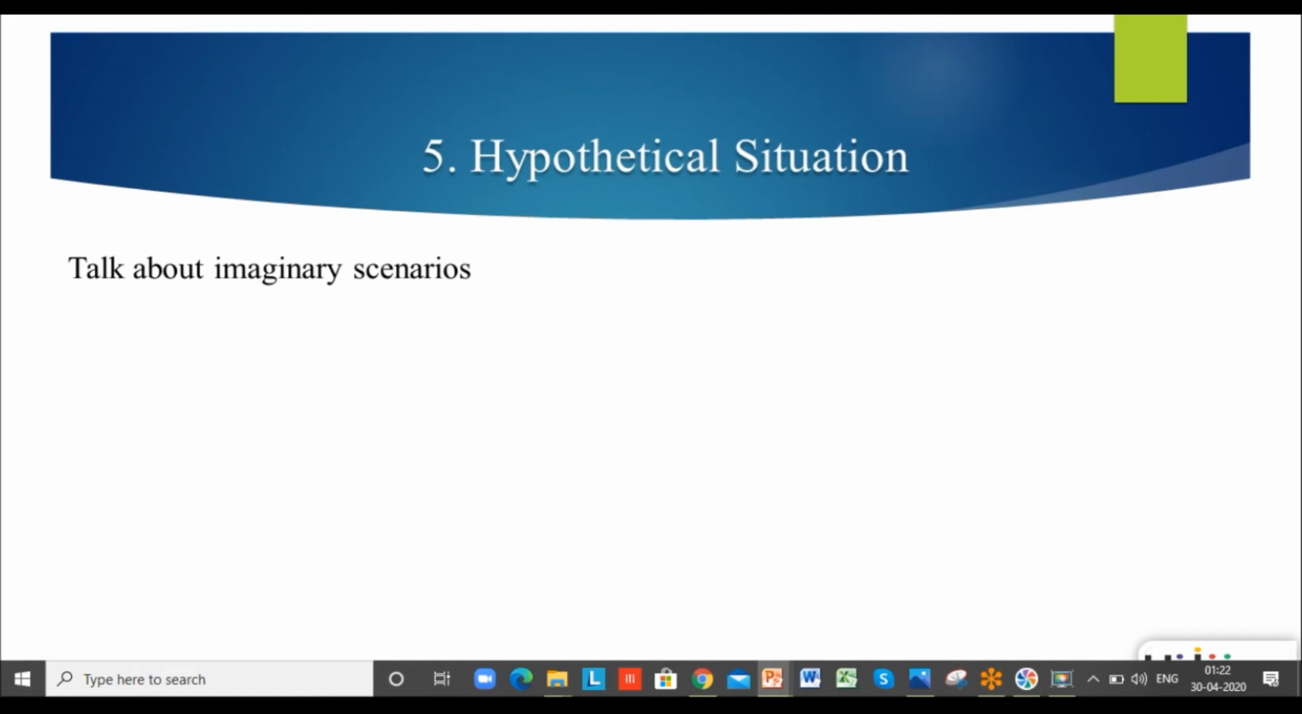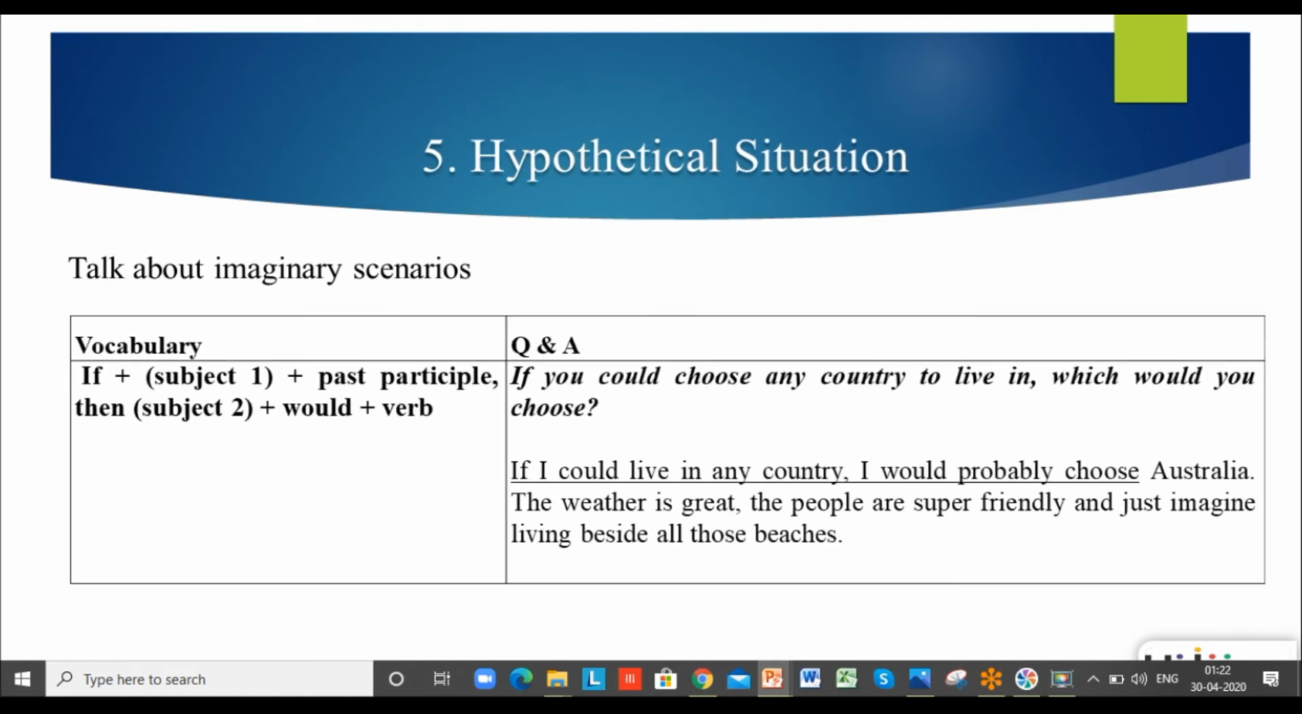The fifth topic is hypothetical situation. We talk about imaginary scenarios. The vocabulary would be if plus the subject 1 plus a past participle, then the subject 2 plus would plus a verb. A question and answer example could go like this.